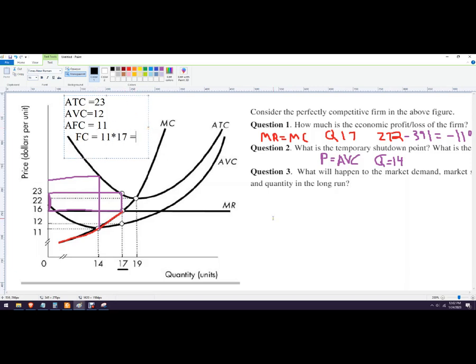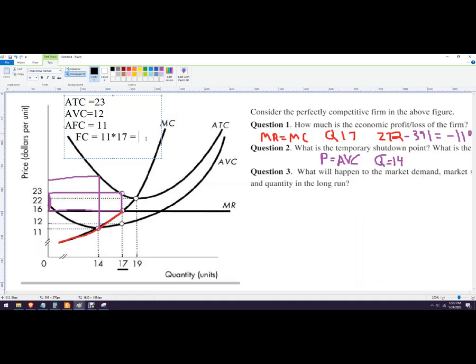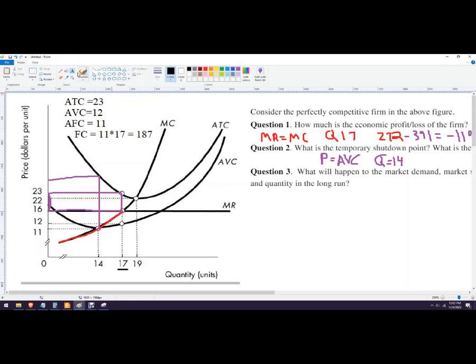I should be able to do that in my head, but I can't. Oh, actually it's like 181 or something like that. Oops, and so 181. Well, good thing I used a calculator. It's 187. And so the loss here is the same as the fixed cost, which would be 187.